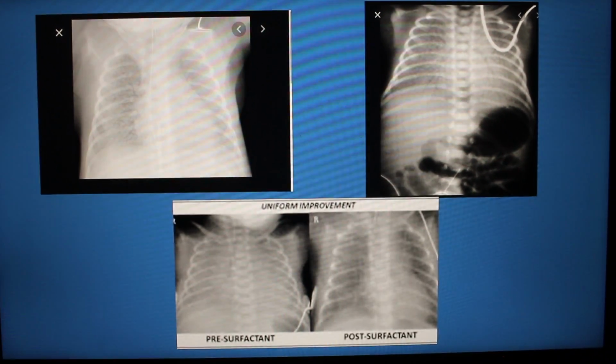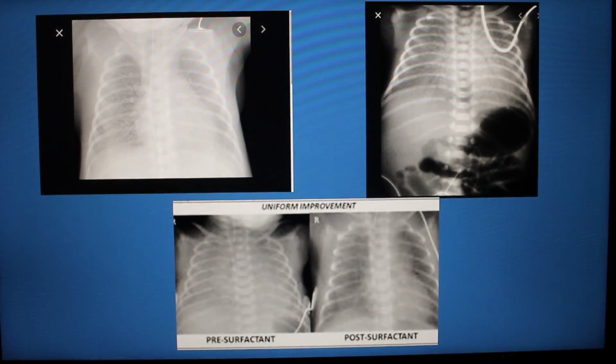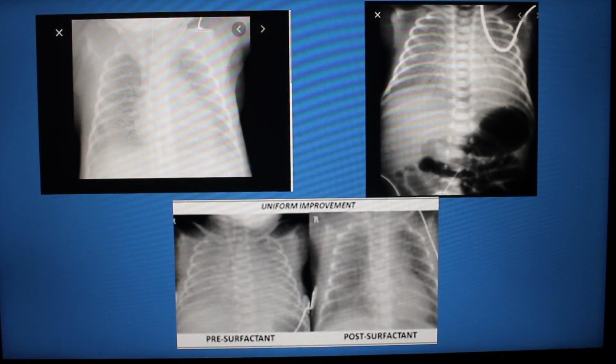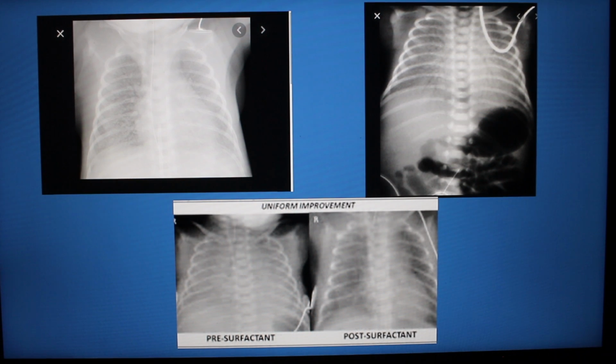When you look at an X-ray, it's very helpful to also know the clinical background of the patient. That's why it's so important, when you have a patient who has an X-ray, to look at the X-ray and correlate it to the clinical condition of the baby. So here, these are all preemies that we're looking at.